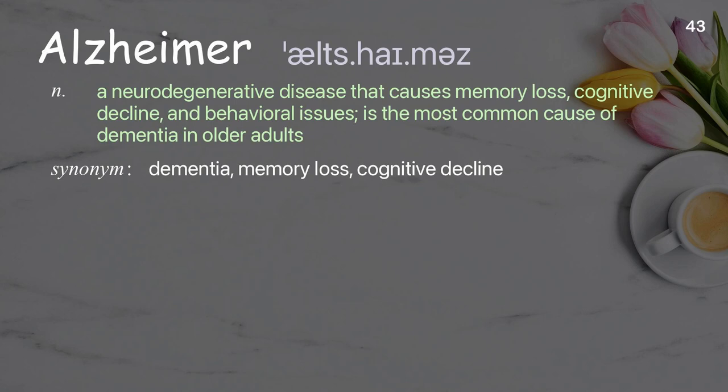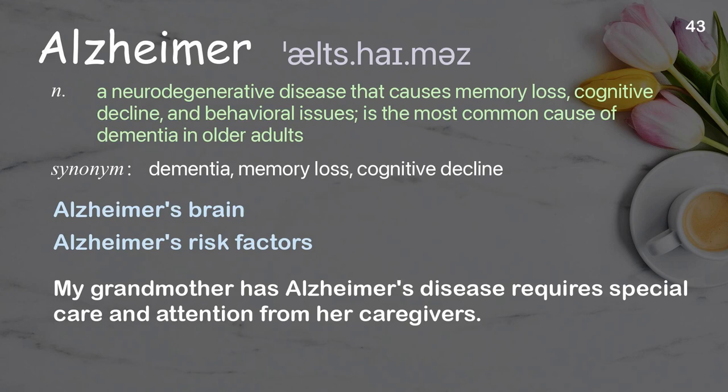Alzheimer. A neurodegenerative disease that causes memory loss, cognitive decline, and behavioral issues, the most common cause of dementia in older adults. Examples: Alzheimer's brain. Alzheimer's risk factors. My grandmother has Alzheimer's disease, requires special care and attention from her caregivers.